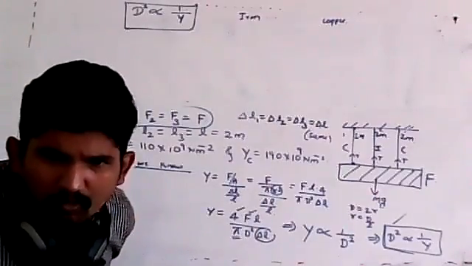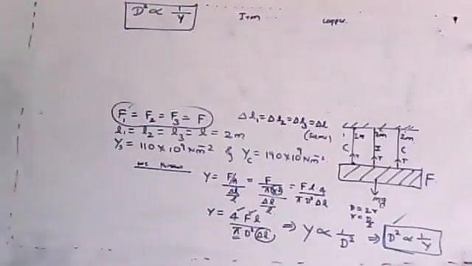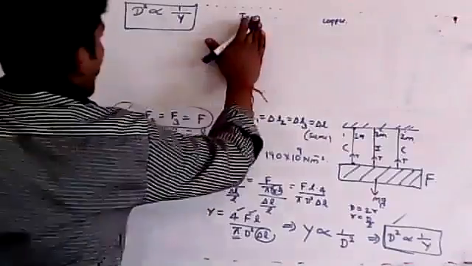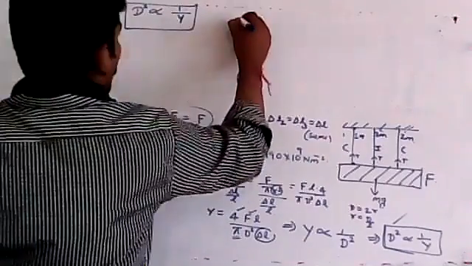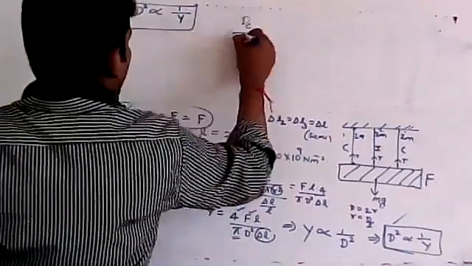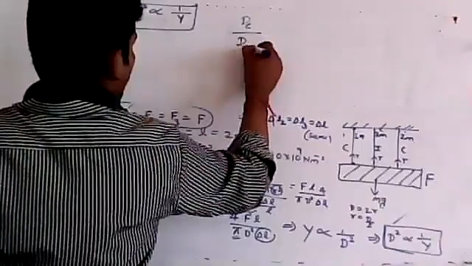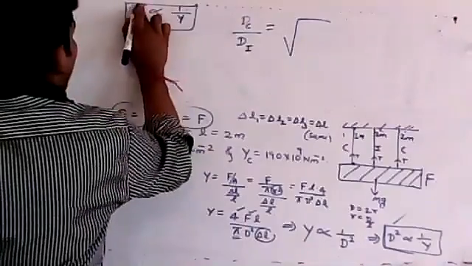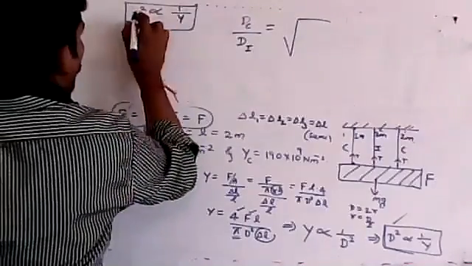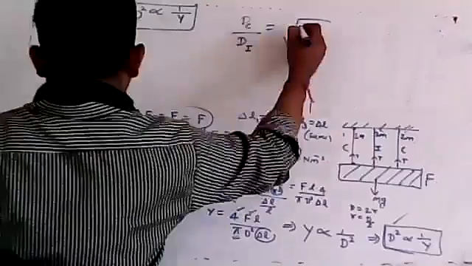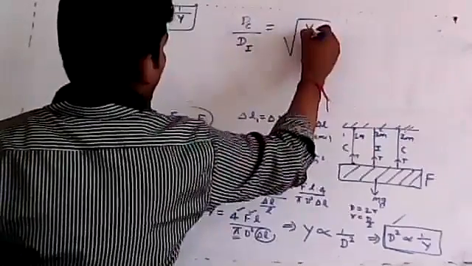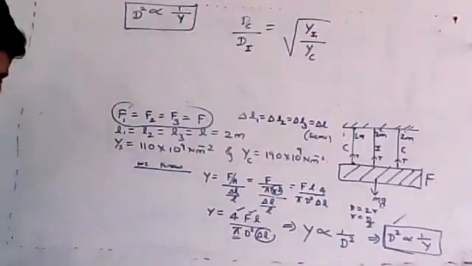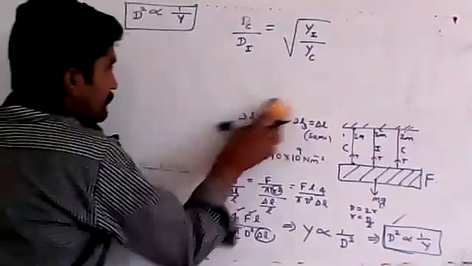Shilpa, how much did you get? 1:? Just check once. So let me write my answer. Diameter of copper divided by diameter of iron is equal to, because the square is there, you know this, I have to take the square root on both sides. After taking the square root on both sides, you will get Young's modulus of iron divided by Young's modulus of copper. Is it clear, students?